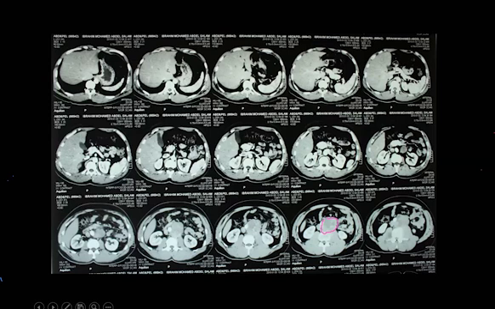Show me the gall bladder. Where's the gall bladder? Can you see the gall bladder? We cannot see the gall bladder. Okay, let's see the next one.